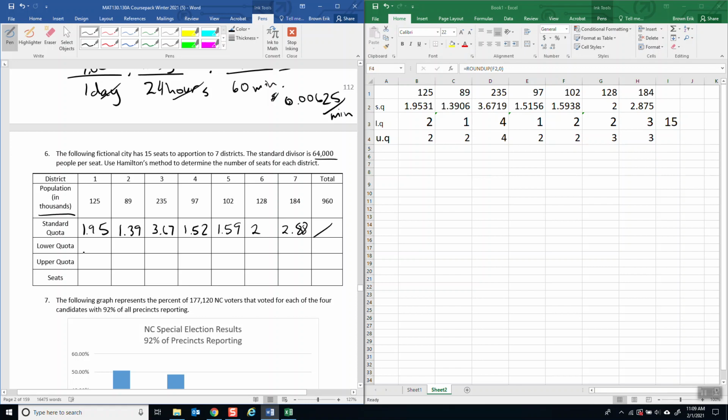So this is empty, and then here were our lower quotas: 2, 1, 3, 1, 1, 2, 2, and our upper quotas: 3, 2, 4, 2, 2, 3, 3, and then our final apportionment is what I have written over here in Excel. So 2. Wait. Oh boy. Okay. Hang on. This should have been a 1. So 2, 1, 4, 1, 2, 2, 3, and that adds up to 15.